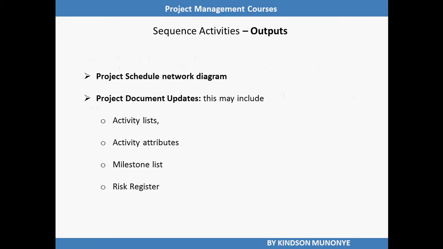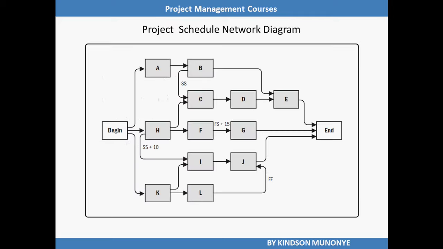Let's now take a look at the outputs of sequencing activities. Sequencing activities produces just two outputs, and that is the project schedule network diagram and also the project document updates. A project schedule network diagram is a graphical representation of the logical relationships, also referred to as dependencies, among project schedule activities. The figure you see illustrates a project schedule network diagram.